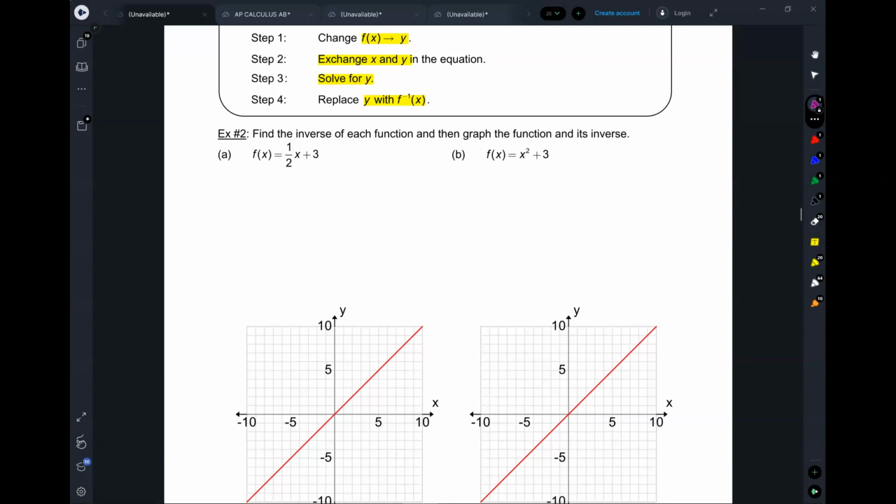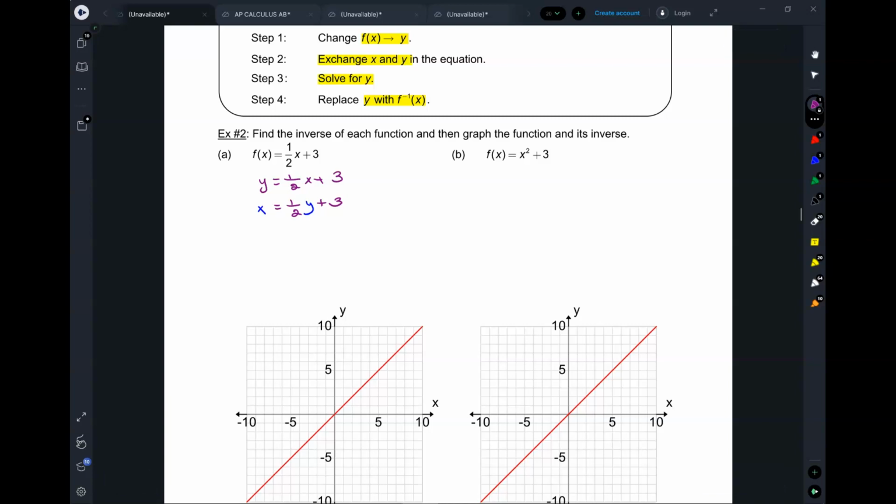So first of all, I have f of x equals this. So first, let's write it as y equals half x plus 3. Haven't done any math yet, right? Just rewrote f of x as y. Now, let's exchange. Make this x equals 1/2 y plus 3. Okay? Still haven't done any math. I just swapped x and y.